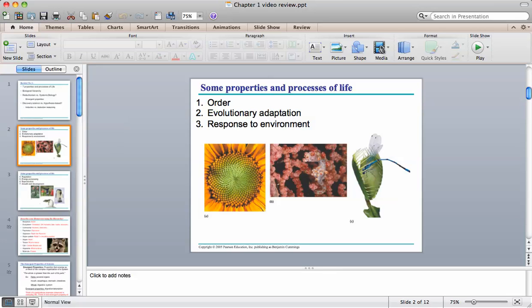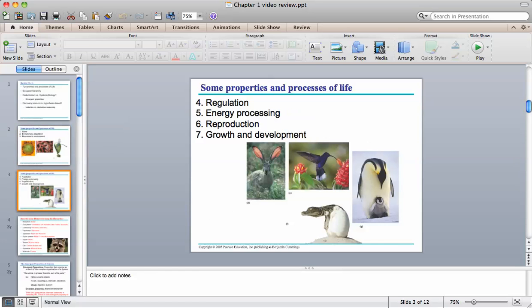Order. Life is ordered, and you have this beautiful order of the center part of this beautiful sunflower, and then the petals arranged around it. Evolutionary adaptation. This is a pygmy seahorse here. It blends so beautifully into its coral background. That is a property of life. And then here we have response to the environment, this Venus flytrap, closing in on the dragonfly as it sort of is scoping out the area. So responding to the environment, another property of life.